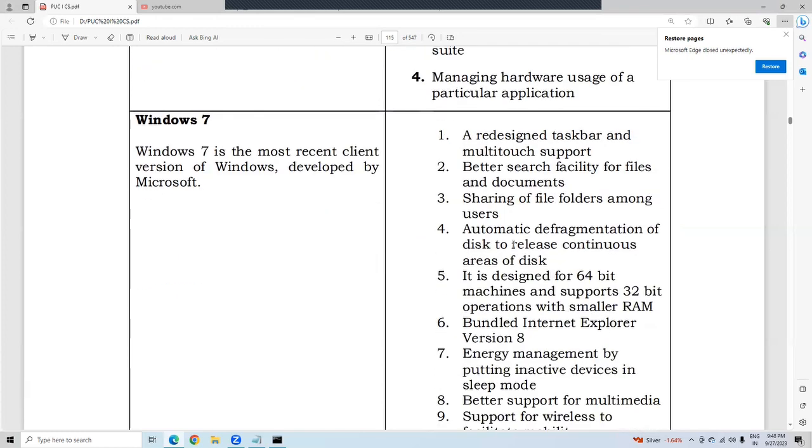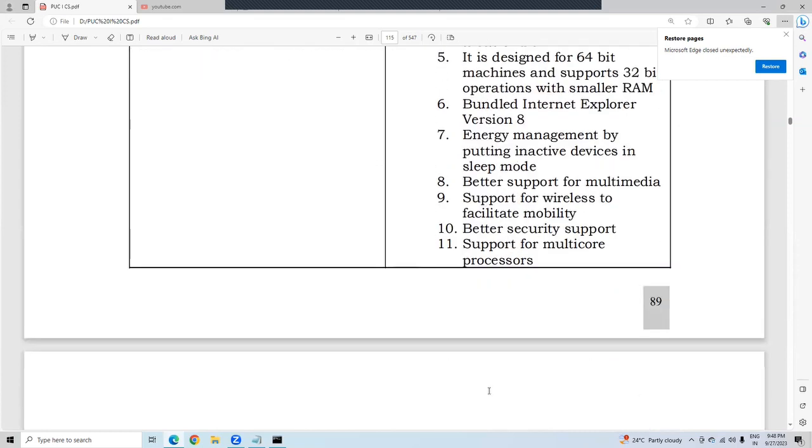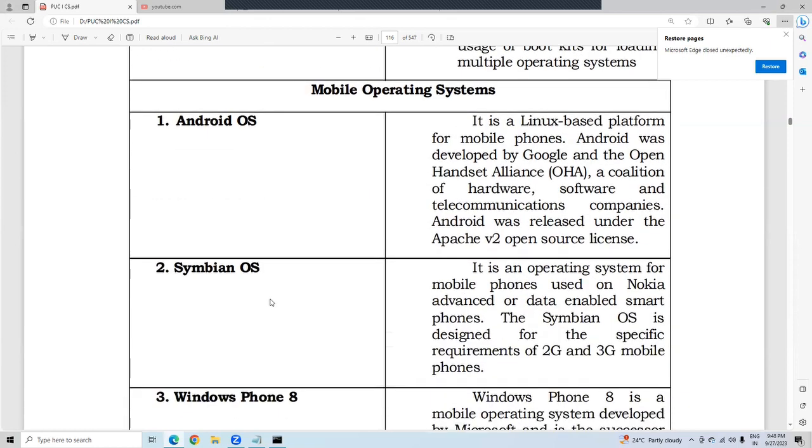Windows 7 is the most recent client version of Windows developed by Microsoft. It supports GUI, and all these different operations, features and facilities are provided by Windows 7. Windows 8 facilities were introduced in 2012 by Microsoft Windows. And after that, mobile operating systems came out.